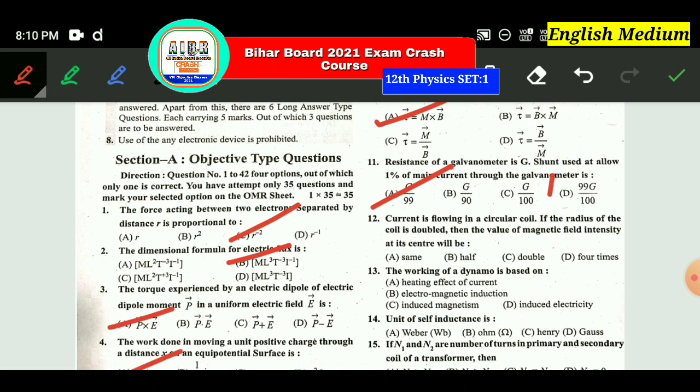If the radius of the coil is doubled, then the value of magnetic field intensity at its center will be half. Answer is B. The working of a dynamo is based on, you can tell the answer of this in the comments too.